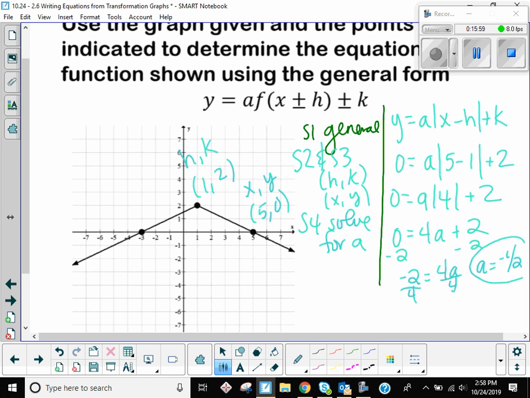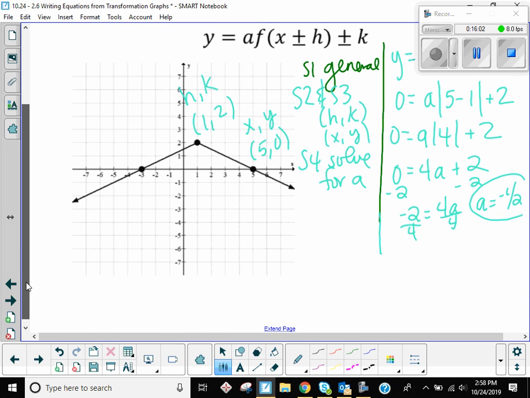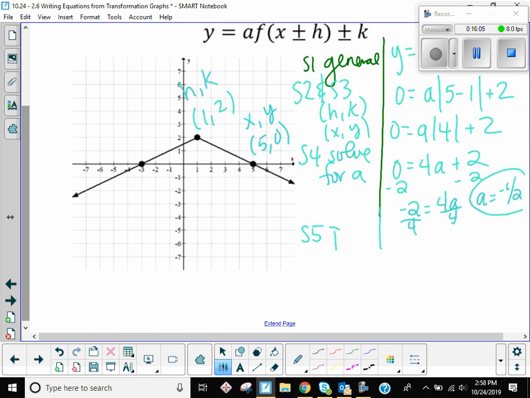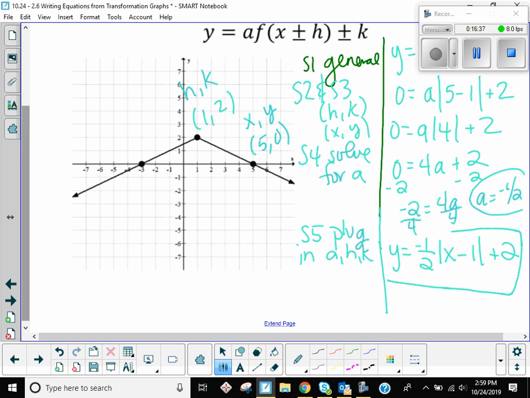So the last step then is to plug the things that are constant back into step 1. The things that are constant are the a value, the h, and the k. So those things go back into the general form that you found in step 1, but you're leaving x and y as x and y, because they represent the infinite amount of points on the line, any point x, y. So it's y equals a, which is now negative 1/2, times the absolute value of x minus h, which was 1, and then plus k, which is 2. And that's it. Okay.